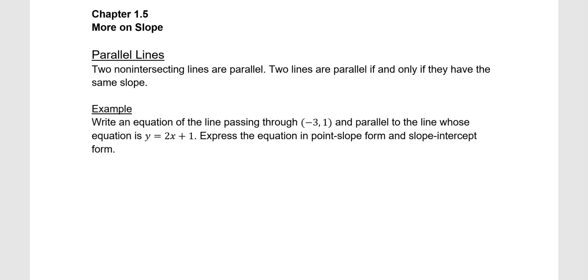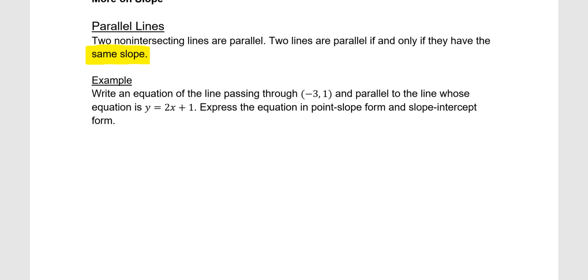Chapter 1.5, we're going to be going over more concepts about slope. So starting with parallel lines here. Two non-intersecting lines are parallel, and two lines are parallel if and only if they have the same slope. So parallel lines have the same slope.